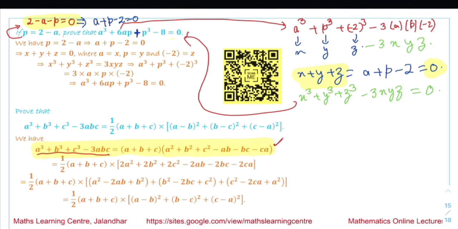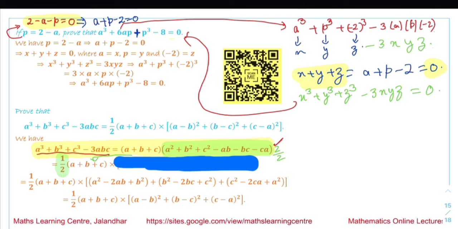Now in the next step, we have multiplied and divided the second term by 2. So what we get is 1 by 2 over here. Next term a plus b plus c is there, and the next term we are getting is 2a square plus 2b square plus 2c square minus 2ab minus 2bc and minus 2ca.